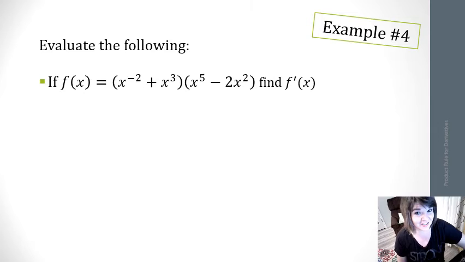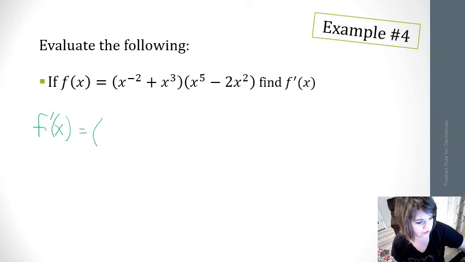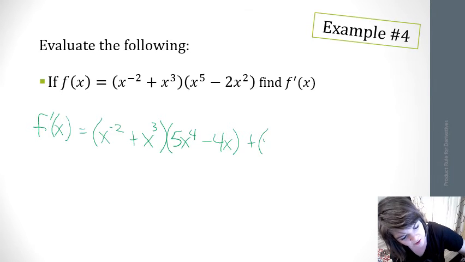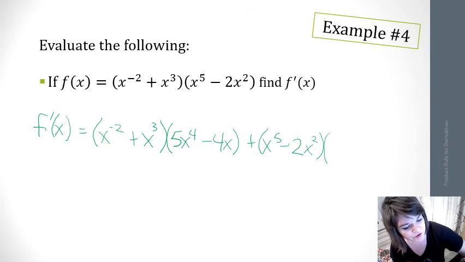All right, I chose this example because it's not super pretty. It does involve some negative exponents. So let's look at that one. So take a moment, write it down, try it on your own, and then you can check your work. So the derivative, leave the first one alone, times the derivative of the second, plus the second one, times the derivative of the first.